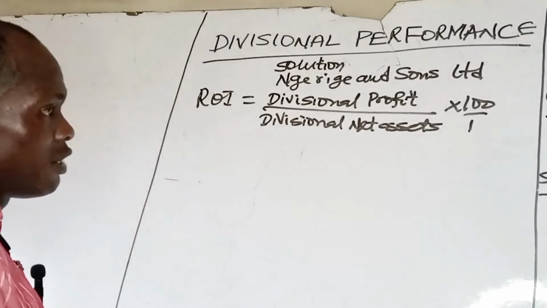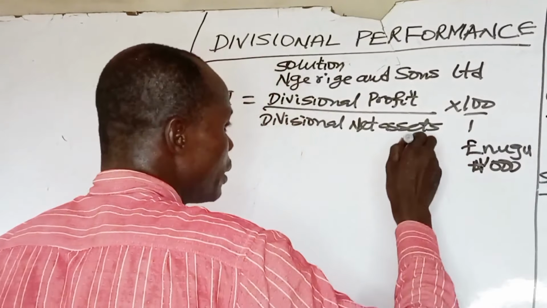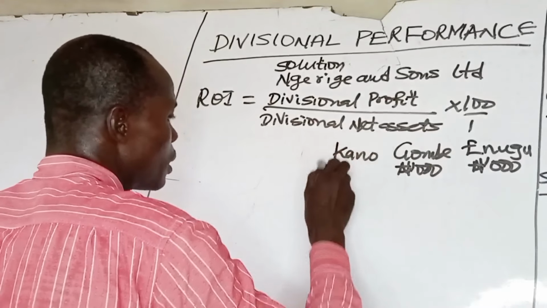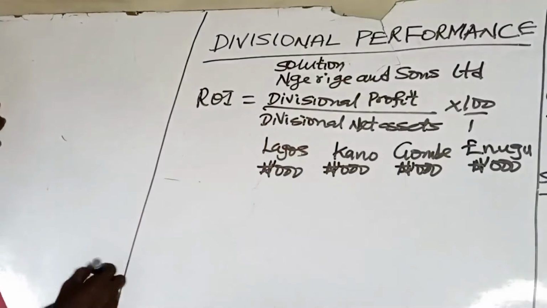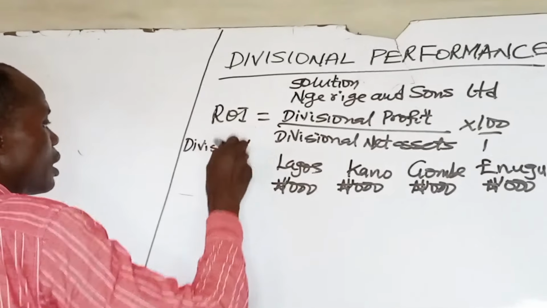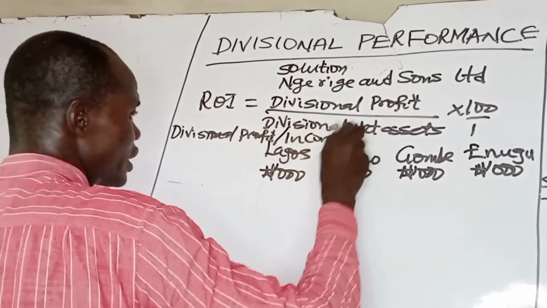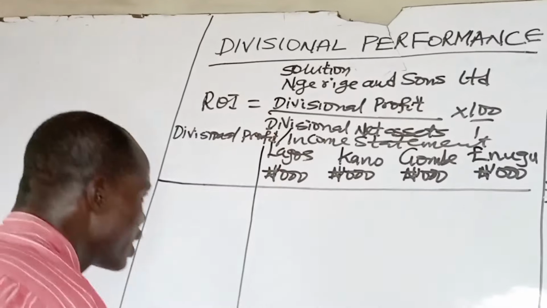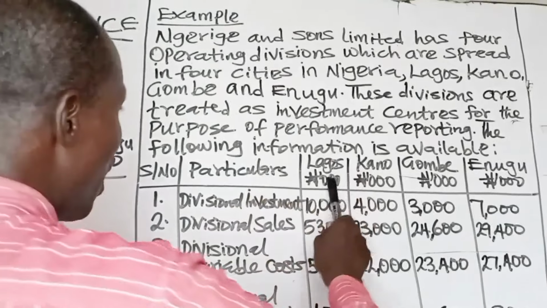Now we have four divisions. We have Enugu, we have Gombe, we have Kano, we equally have Lagos. For the purpose of ROI calculation, you want to calculate the numerator, divisional profit. To calculate divisional profit, you prepare the income statement, that is the statement of profit or loss of each division. So we have Lagos, Kano, Gombe, and Enugu. These are the four divisions.